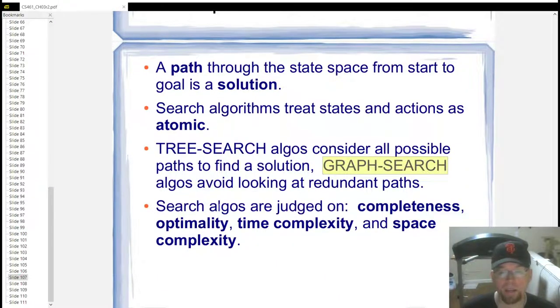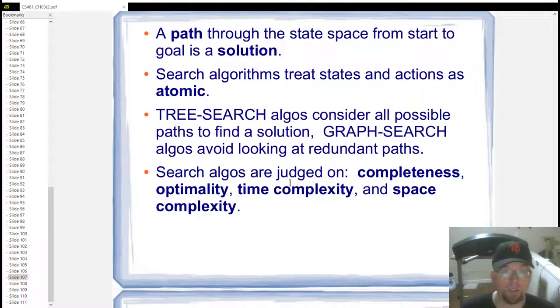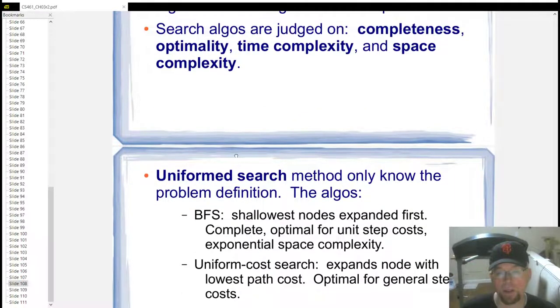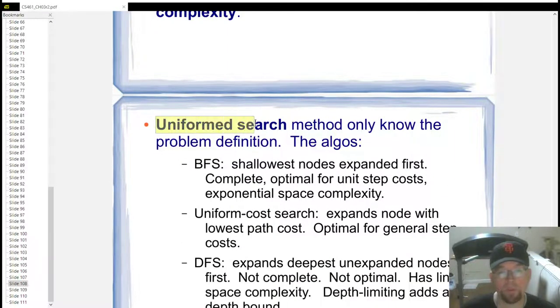So we can judge algorithms on their completeness. So what's that? If there's a solution to be found, will we find it? Optimality, will we find the best solution in terms of some cost metric? How long do the algorithms take? And how much memory do they take? Okay. The fewer nodes that are generated in the search, the better. Okay, let's see here. Uninformed search algorithms, they only know the problem definition. And so remember, start state, actions function, goal test function, result function, path cost function.